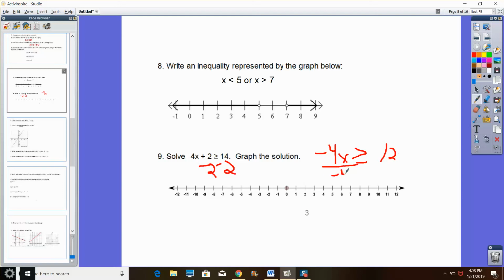Now, when I divide by -4, this is one of those instances where we're going to have to flip the inequality. Anytime you multiply or divide by a negative number, you have to change the direction of the inequality. So 12 divided by -4 is going to be -3. And I'll prove it to you by showing you a solution or a number that's not a solution. So here, since it's less than or equal to -3, we're going to put a dot on -3, and it's going to be a closed dot because it is less than or equal to.